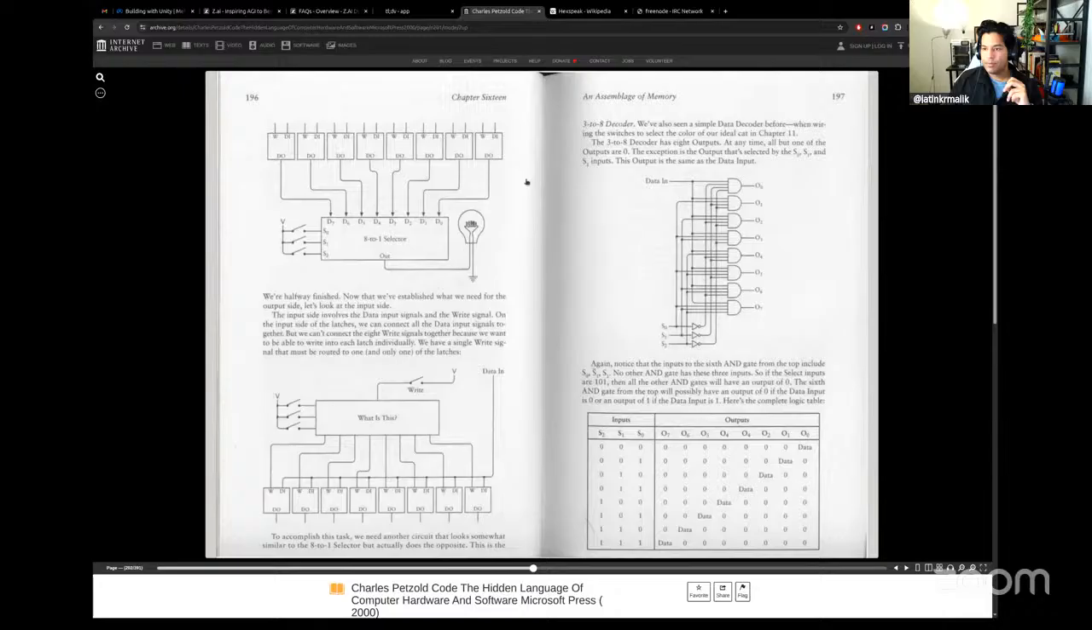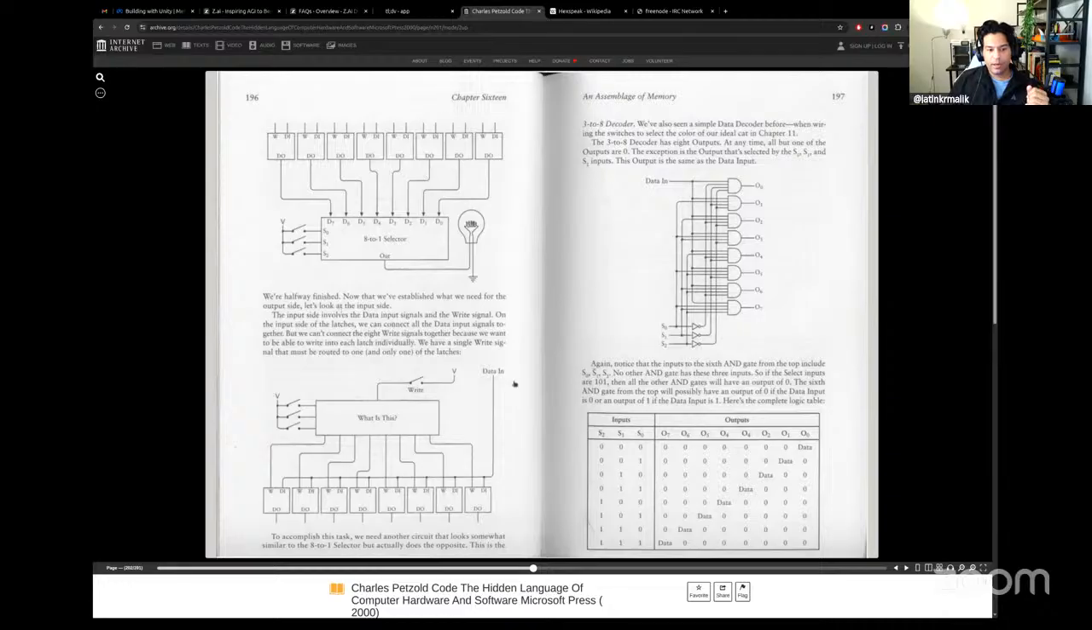So this is back to the same circuit. We have 8 1-bit latches, not one 8-bit latch. Based on this selector, we can choose to see the value stored in any of the 8 bits. So we are halfway finished. Now we have established what we need for the output side. Let's look at the input side.